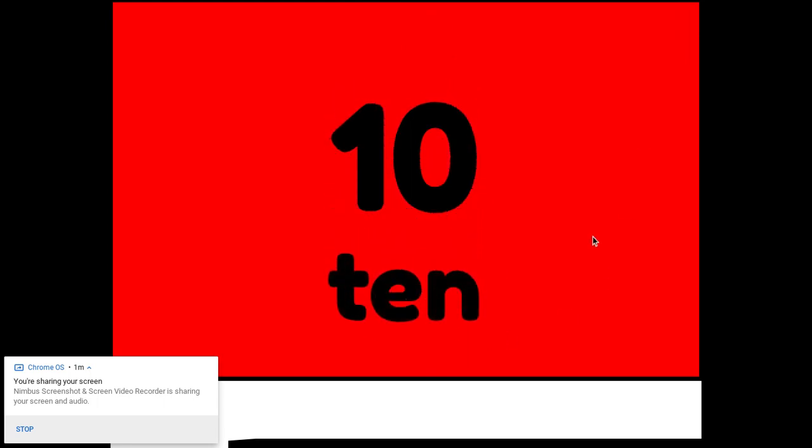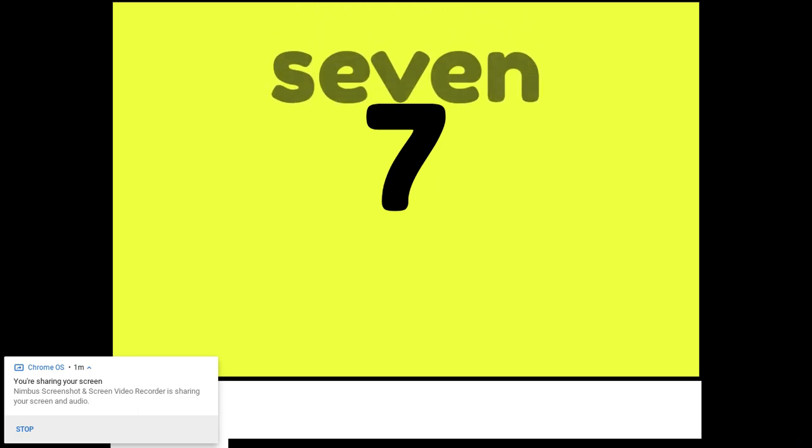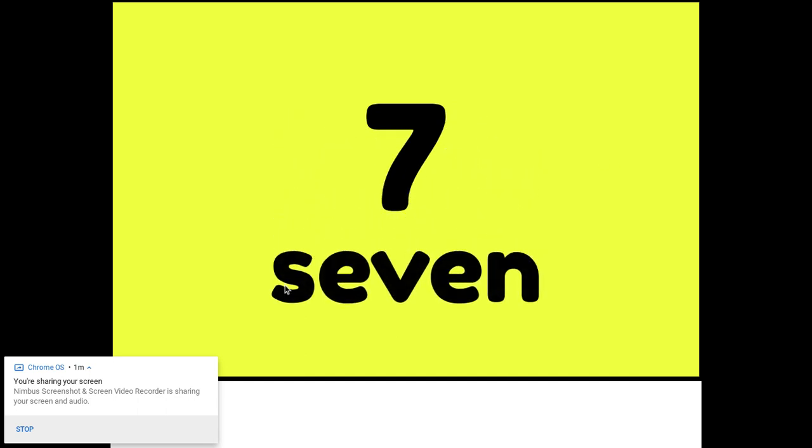Our next one is a 1 and a 0. It starts with a T sound. It is t, t, t, 10. T, N. Our next one starts with a S again. 7. And you can hear all of the sounds in this one. S, E, V, N. When you squish them all together, it's 7.